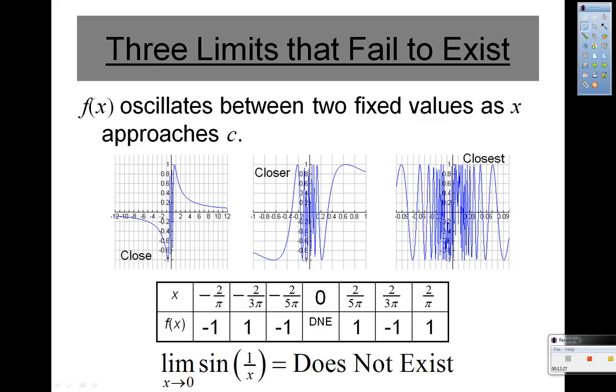So the 3 times the limit does not exist would be when they do not approach the same value, when they approach infinities, or when they are oscillating values.